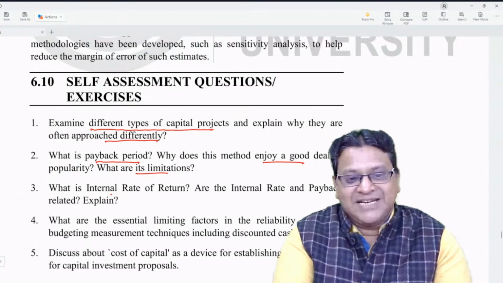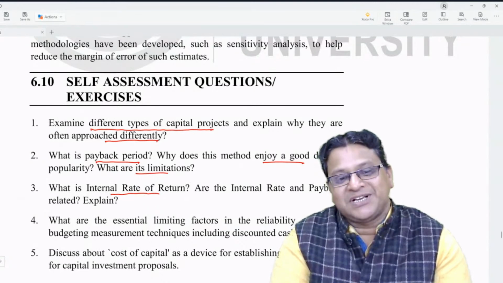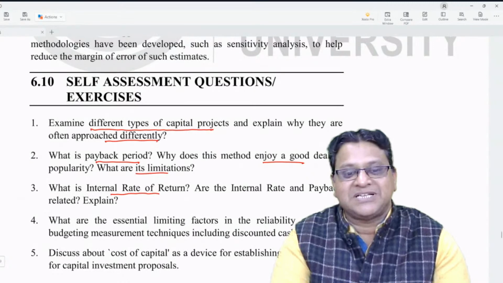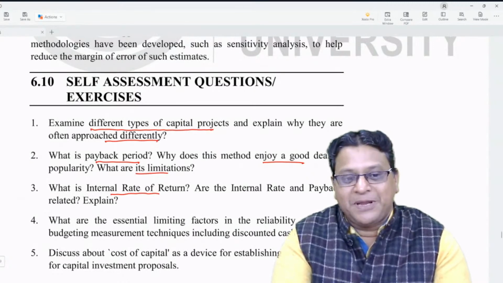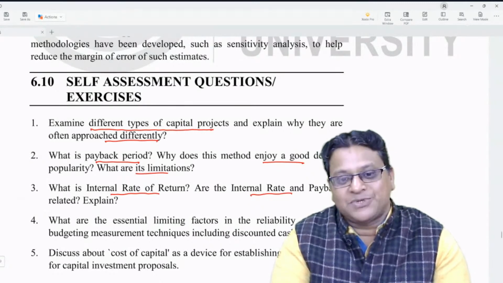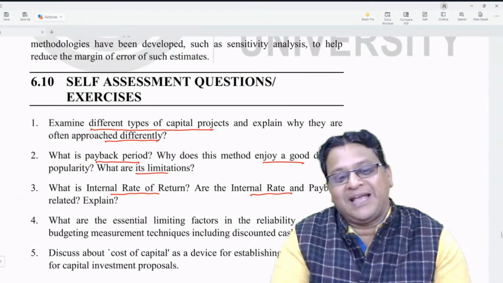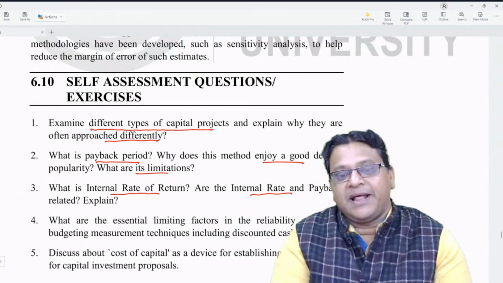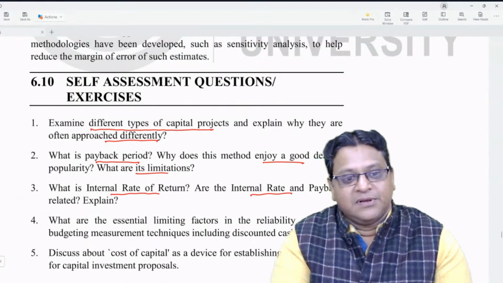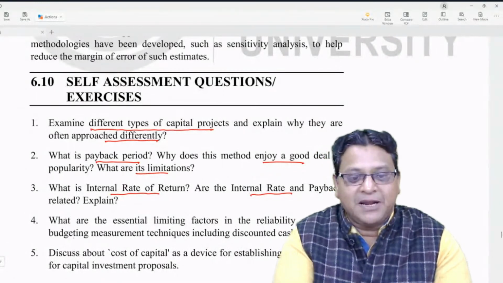Another question is, what is IRR? IRR is that discount rate which equates the present value of inflow with present value of outflow. Are the IRR and payback related? Yes, they are related. In case of conventional and independent projects, both IRR and NPV give the same result. But in case of non-conventional and mutually exclusive projects, there may be conflict between IRR and NPV methods.